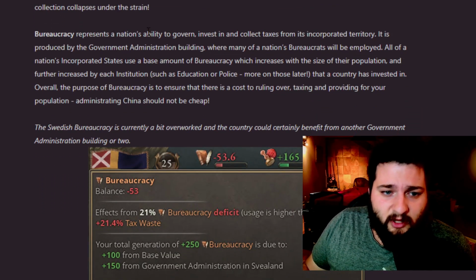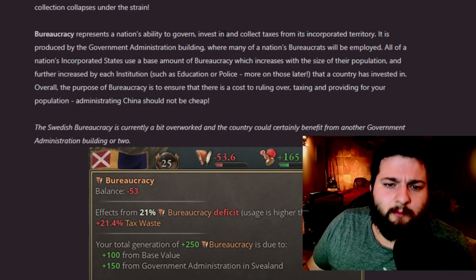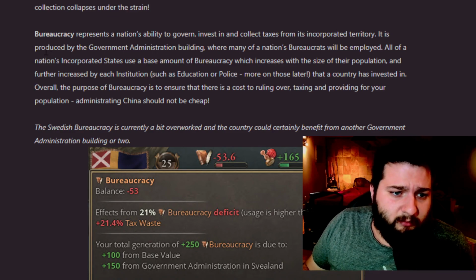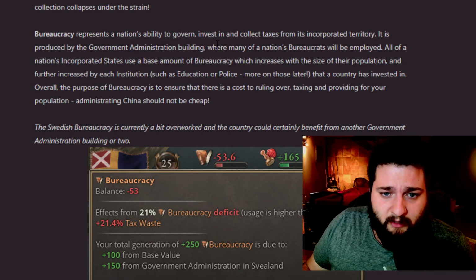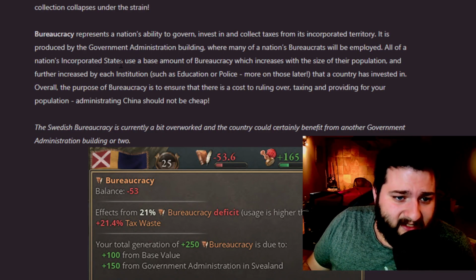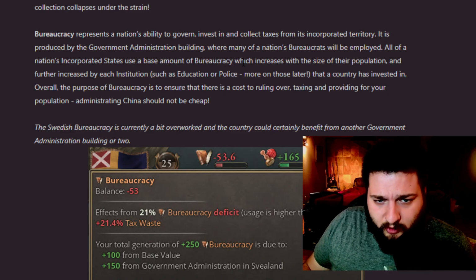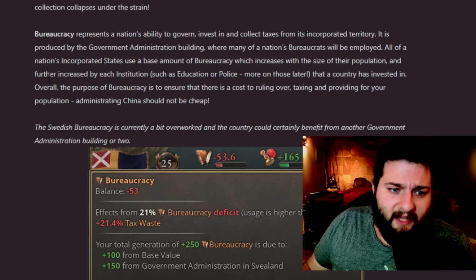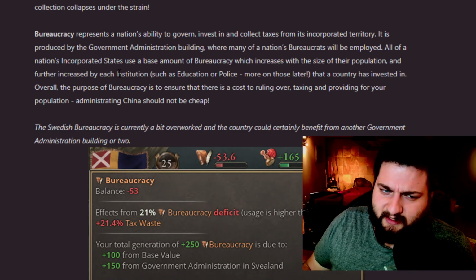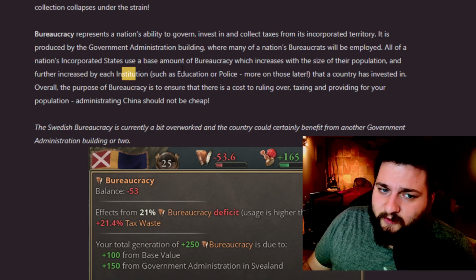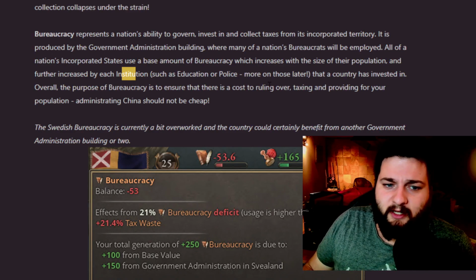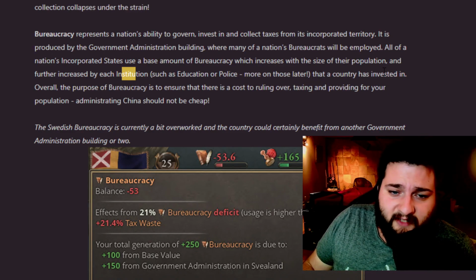Bureaucracy represents a nation's ability to govern, invest in, and collect tax from its incorporated territories. It is produced by the government administrative building where many of the nation's bureaucrats will be employed. All of a nation's incorporated states use a base amount of bureaucracy which increases with the size of the population and further increases with each institution, so institutions such as education and police. Okay, more on that later. That's brand new information. Hopefully not an institution like Europa Universalis 4, but apparently education and police will be included, that a country has invested in.